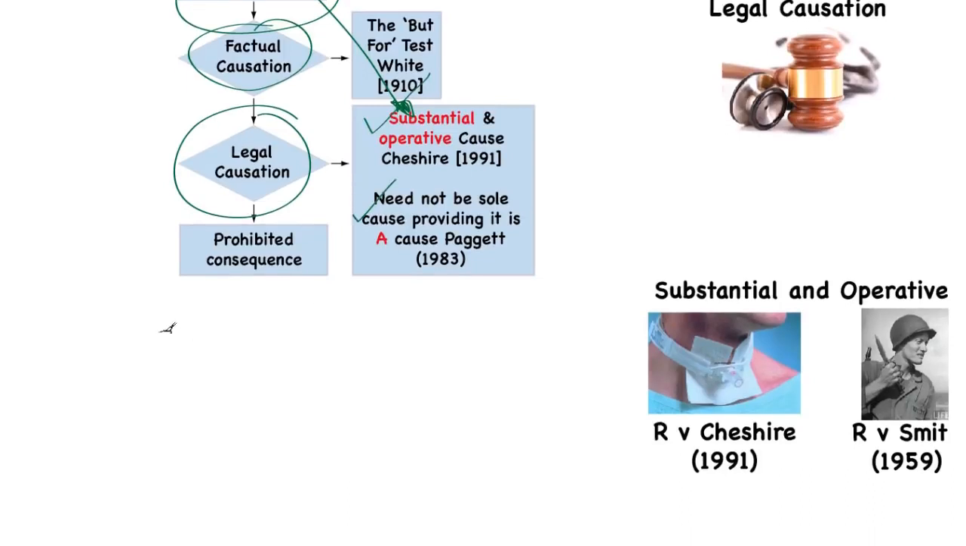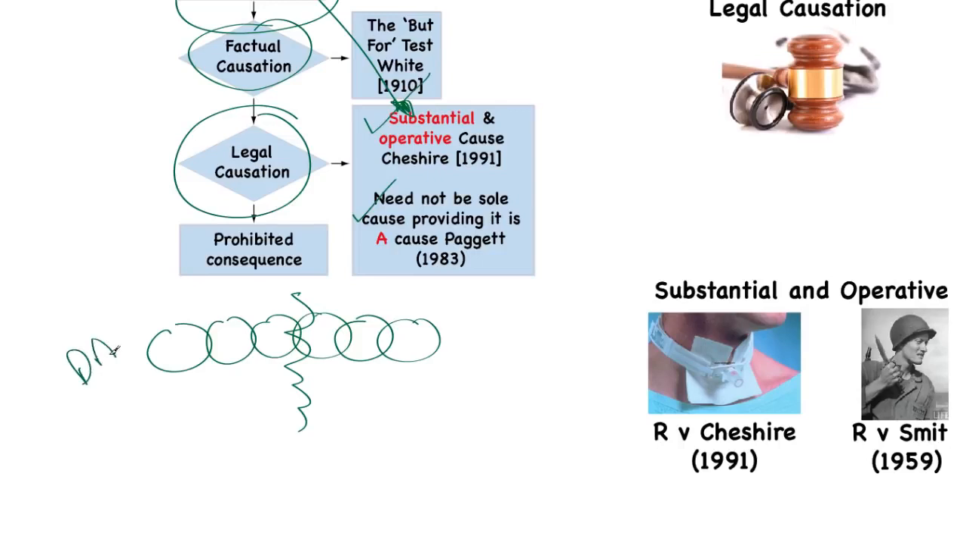Now, if we can't show that, and excuse my ropey drawing, if we can imagine that that is a chain, if we can't show that both factual and legal causation are present, then what happens is we have a break in the chain of causation. So this will be the defendant's act and this will be the prohibited consequence. If we cannot show factual or legal causation, we break the chain of causation and the defendant is not liable.